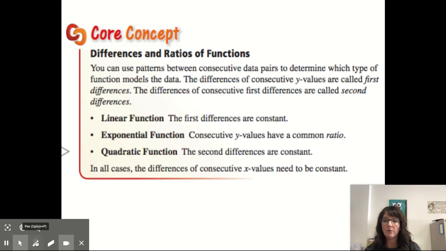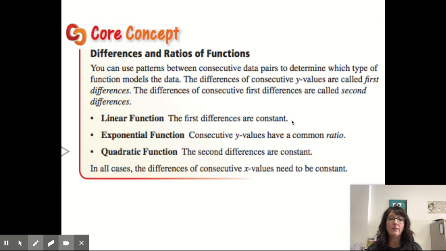But we do know that for a linear function, the first differences are constant. So when we've looked at our tables, we know that when you have a constant rate of change, that's represented by the slope, and that is a linear function. For the exponential functions, we had a common ratio, and that was our geometric pattern, right?